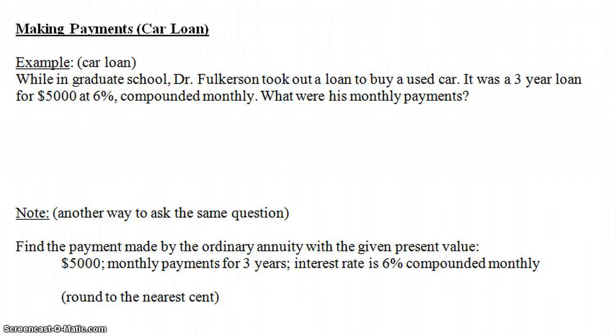Now another way to ask the same question that my math lab has is: find the payment made by the ordinary annuity with the given present value. So really what I was doing is I was paying on an annuity, right? I was making the same payment every month. Notice the present value is $5,000. That's what the loan was worth right at the beginning. And I made monthly payments for 3 years, and the interest rate is 6% compounded monthly. We're going to round our answer to the nearest cent. Really this is two different ways of asking the same question. So how do we do this?